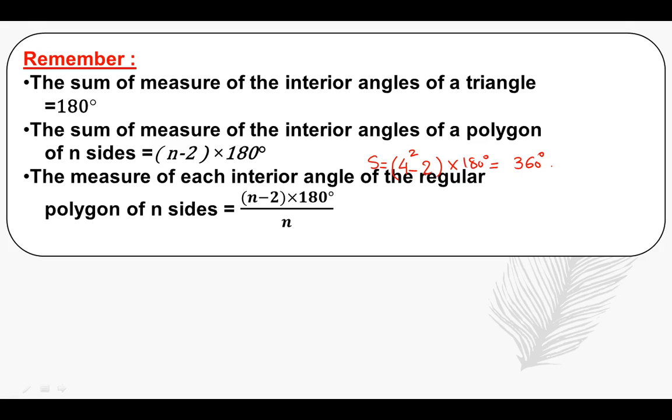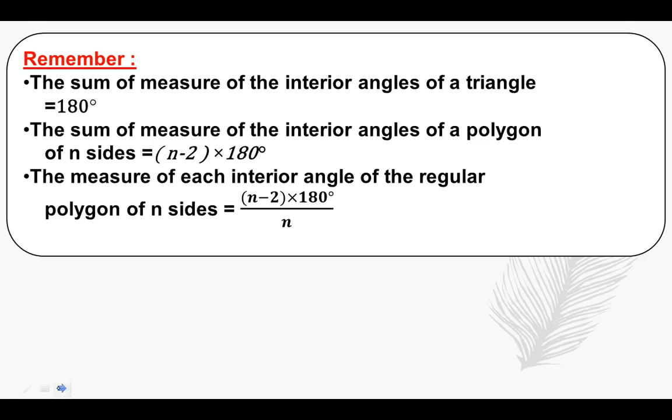What is a regular polygon? A regular polygon is a polygon in which all the sides are equal in length and all the angles are equal in measure. For example, a regular polygon with 4 sides is called a square, with 5 sides a regular pentagon, and with 6 sides a regular hexagon; the number of its sides is 6.